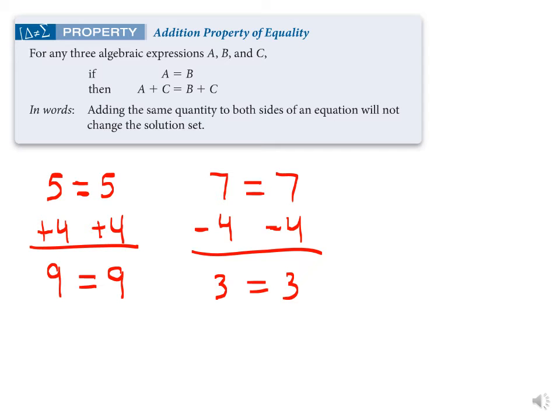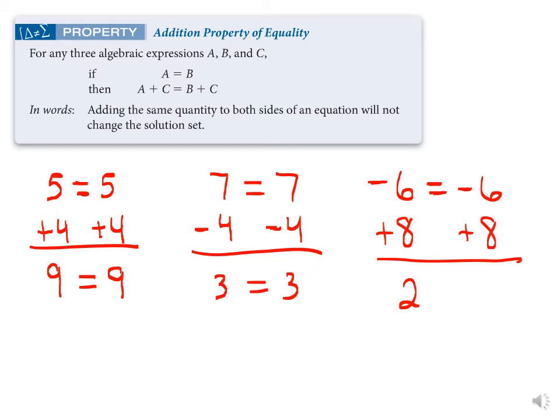Okay, how about if we start off with the negative already, and then we start adding something else? Let's see what happens here. Again, I can pick any number in the whole entire planet. I'm going to just pick 8. So my question is, can I still keep my equal sign? Yes. Absolutely. There it is. Okay, so this is called the addition property of equality.